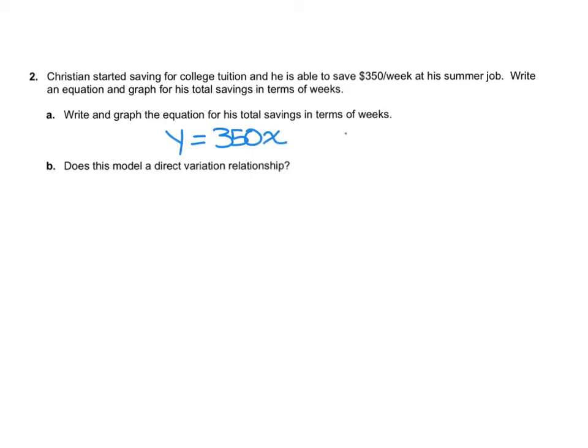So if we were to graph something like this, we would be starting at 0, because at 0 weeks he has $0. And you would be going up 350 over 1, 350 over 1, 350 over 1, and so forth. And so does this model direct variation? The answer to that is yes, because this is a proportional relationship.